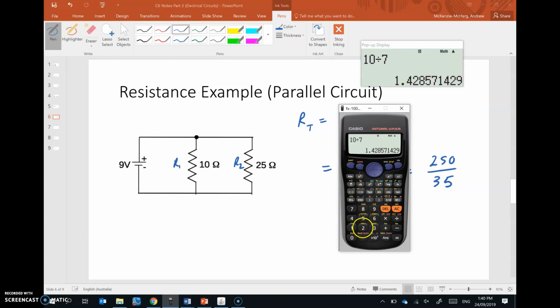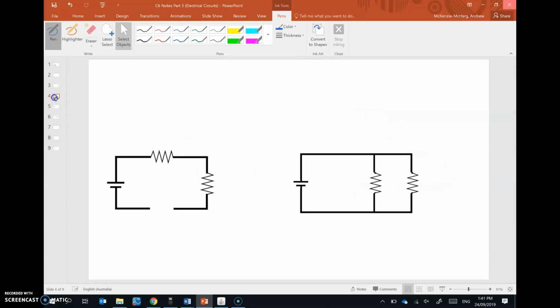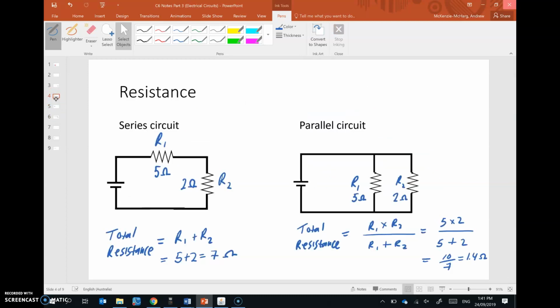So that gives us 7.14 ohms, which is the total resistance of this parallel circuit. So a tiny bit more complex than series circuits, but not overly difficult. So go ahead and try some of the questions for resistance in parallel circuits.